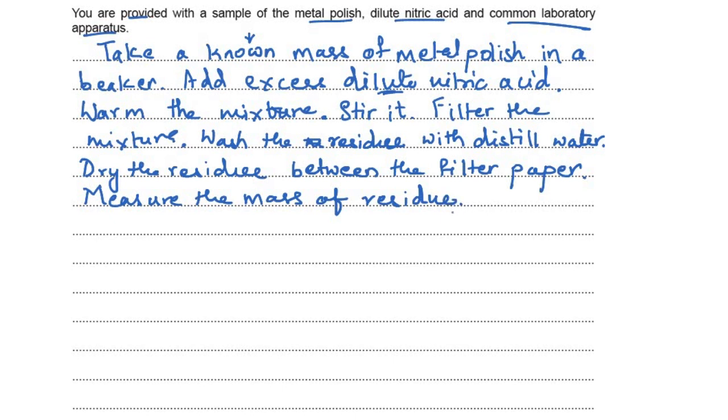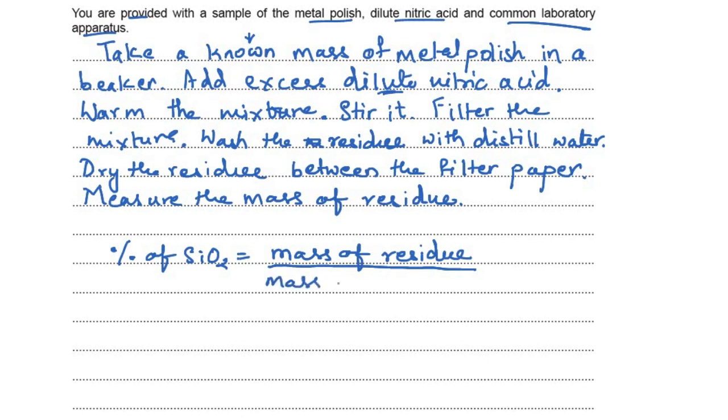Now if we know the mass of the silicon 4 oxide, the percentage of silicon 4 oxide, that is SiO2, we can say that mass of residue divided by the mass of metal polish, because that was the total mass of all the 4 substances present in the metal polish. On the top is mass of residue, that's the only mass of silicon 4 oxide, and multiply by 100. That's going to give us the percentage of silicon oxide by mass.